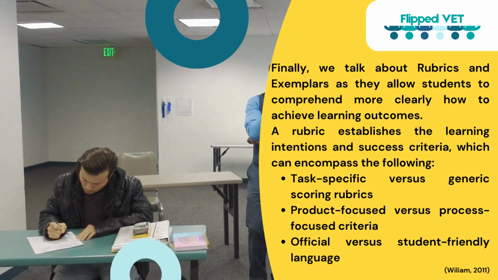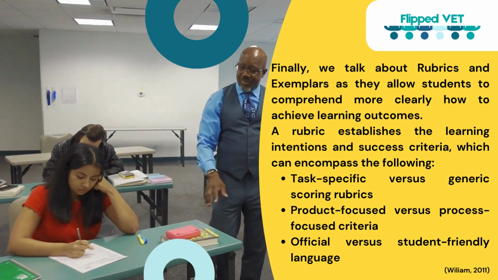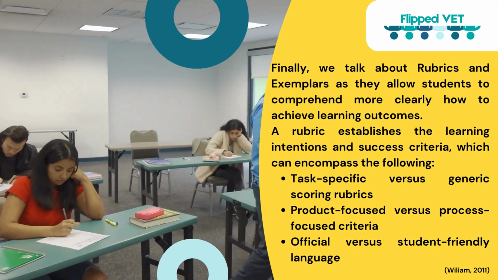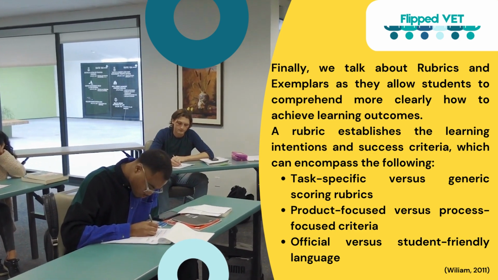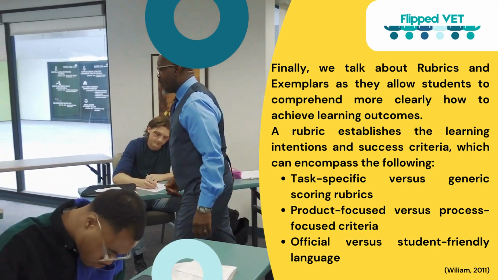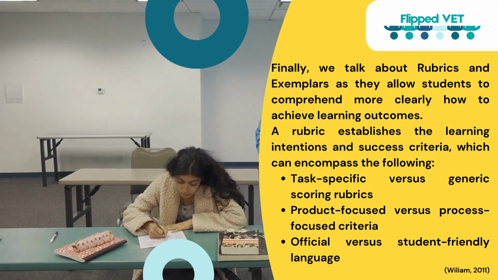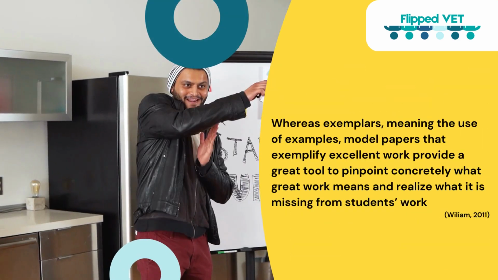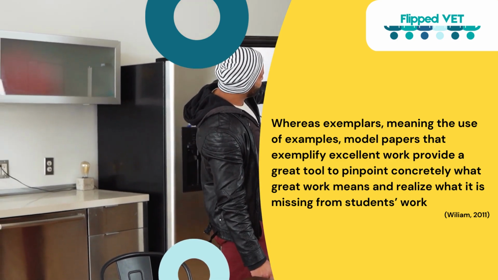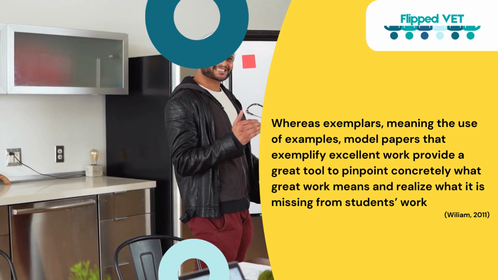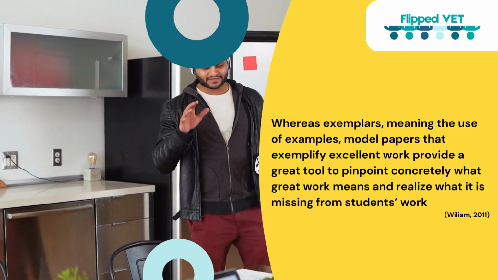Finally, we talk about rubrics and exemplars as they allow students to comprehend more clearly how to achieve learning outcomes. A rubric establishes the learning intentions and success criteria, which can encompass the following: task-specific versus generic scoring rubrics, product-focused versus process-focused criteria, official versus student-friendly language. Whereas exemplars, meaning the use of examples, model papers that exemplify excellent work, provide a great tool to pinpoint concretely what great work means and realize what it is missing from students' work.